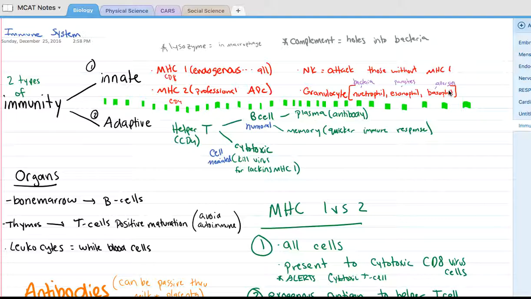And finally, memory cells are used to carry out a much more rapid and robust secondary response. This is why vaccinations work.